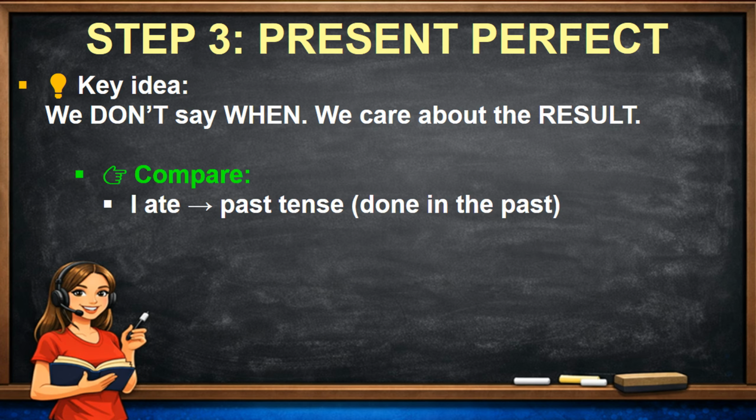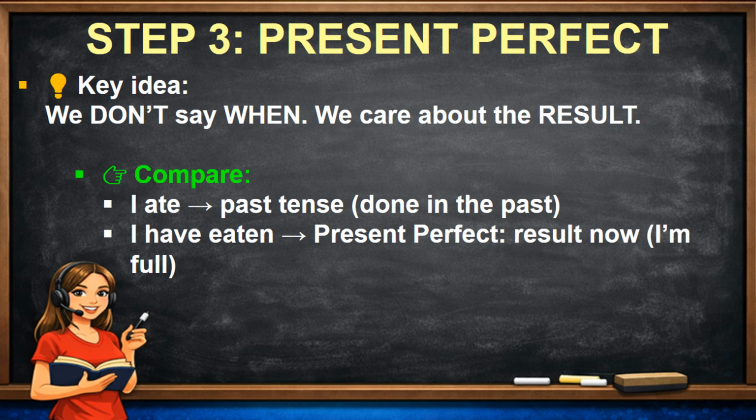Let's compare these two sentences. I ate. This sentence is simple past, and it means I ate sometime in the past. While I have eaten, this is present perfect tense. It means I have finished eating, and the result now, I'm full. This is where many learners get confused.